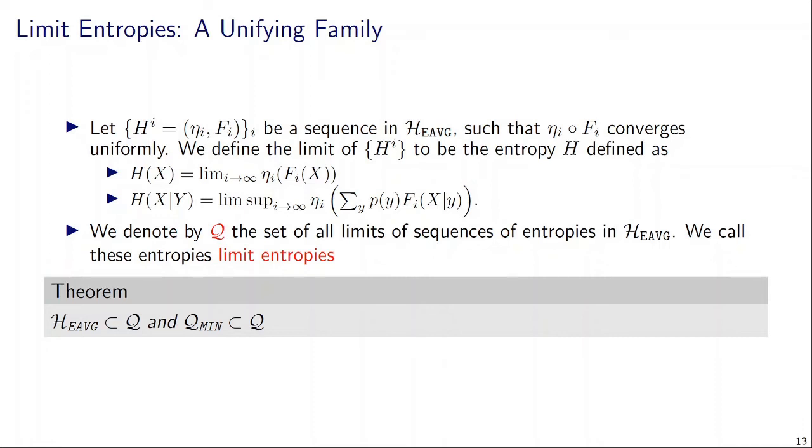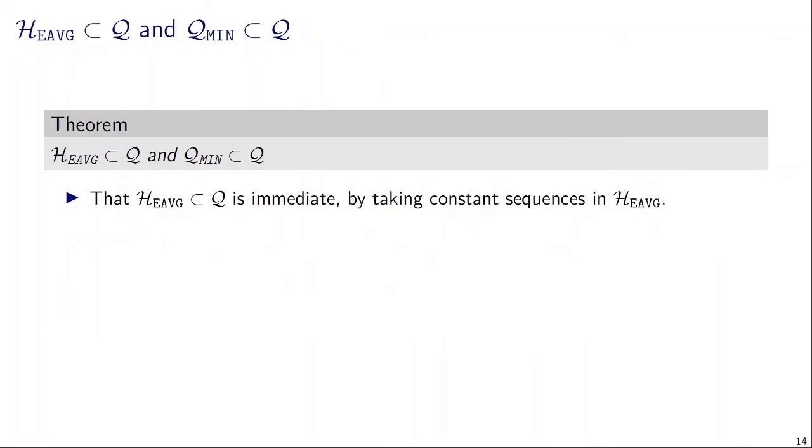Our main result is this theorem that says that all core-concave entropies and all worst-case scenario entropies are also limit entropies. It's easy to see that core-concave entropies are limit entropies. We just need to take constant sequences in HEAVG. However, proving that for the worst-case entropies is a bit more tricky.